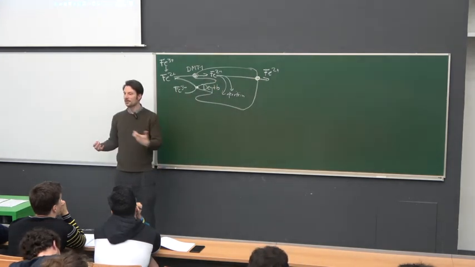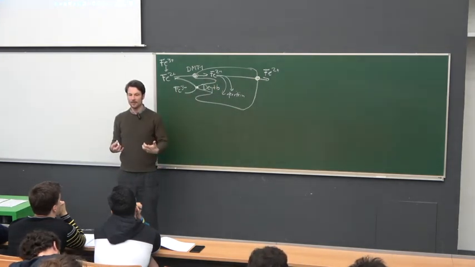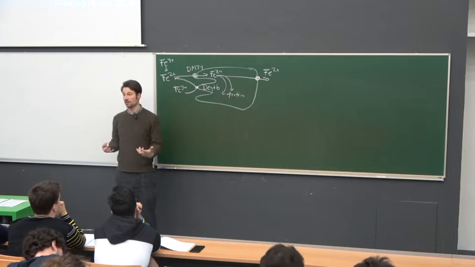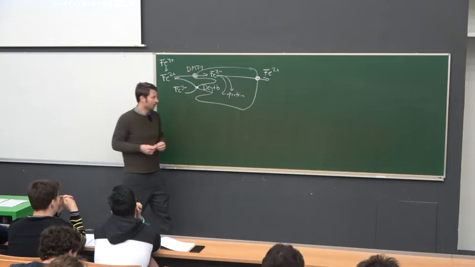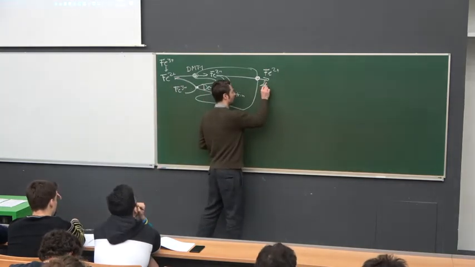On the abluminal membrane, on the basolateral membrane, we have another transporter for iron, but this time it's not called DMT1, it's a different transporter, which is called ferroportin.